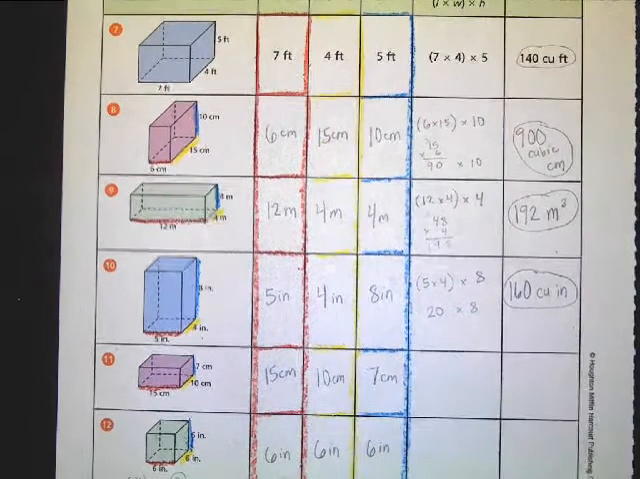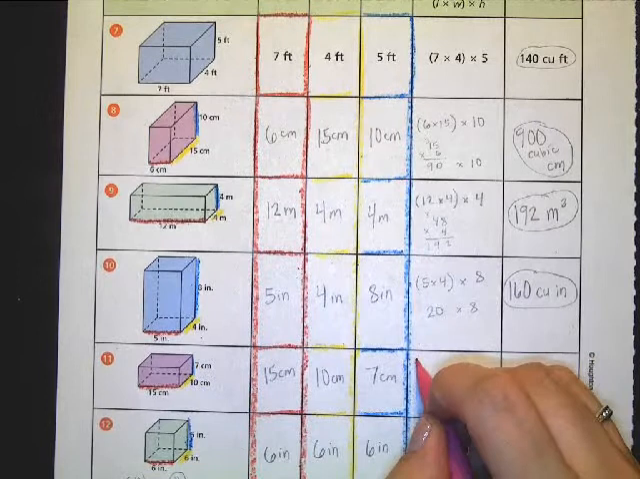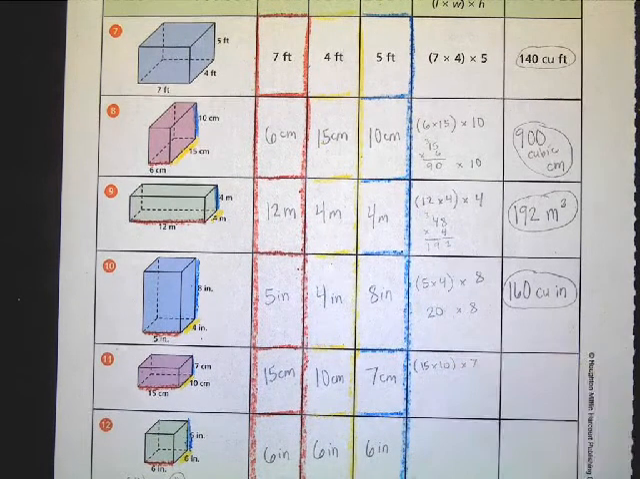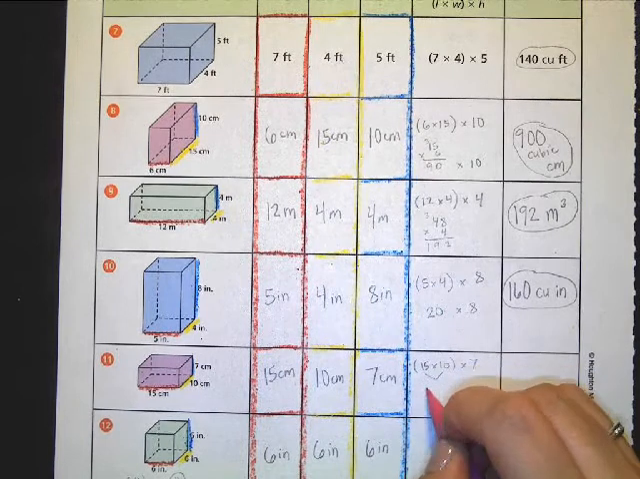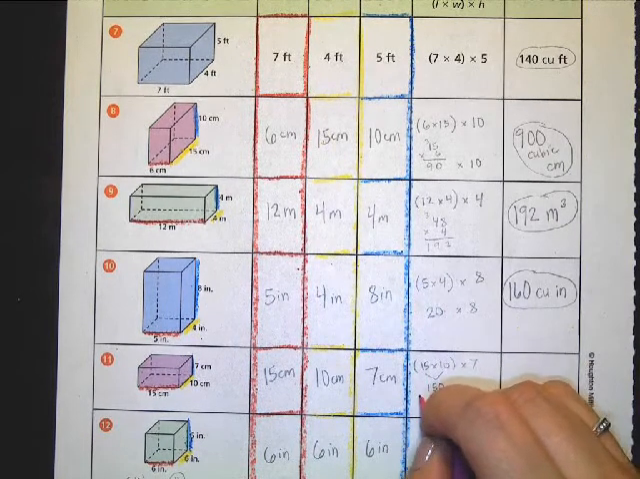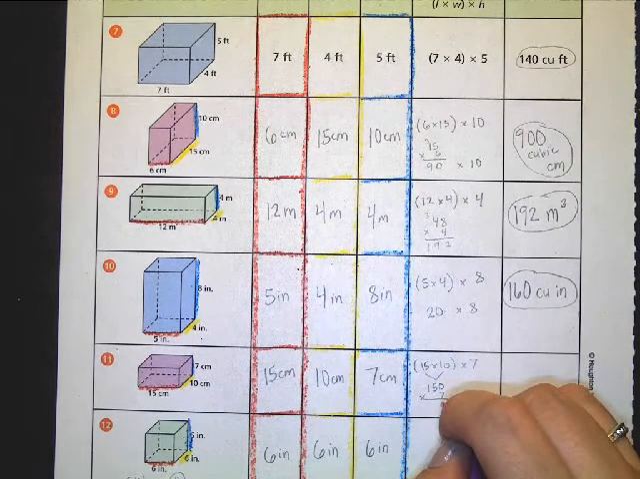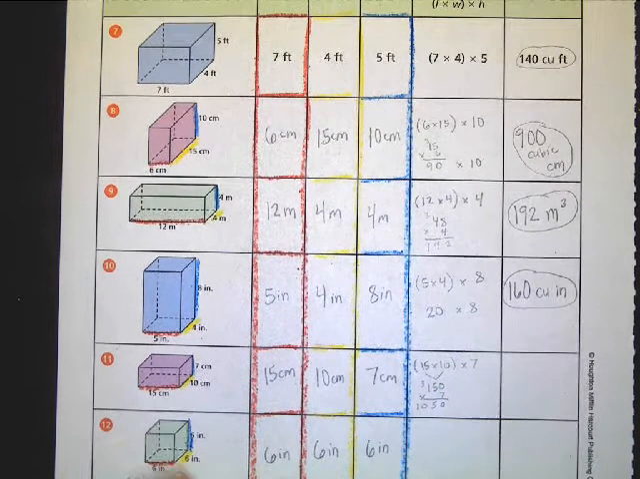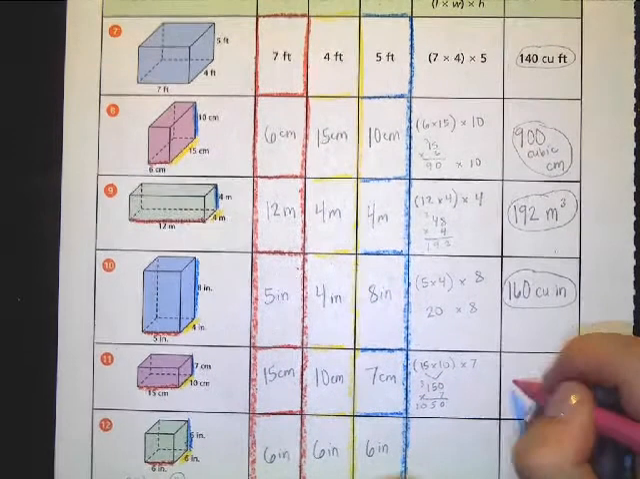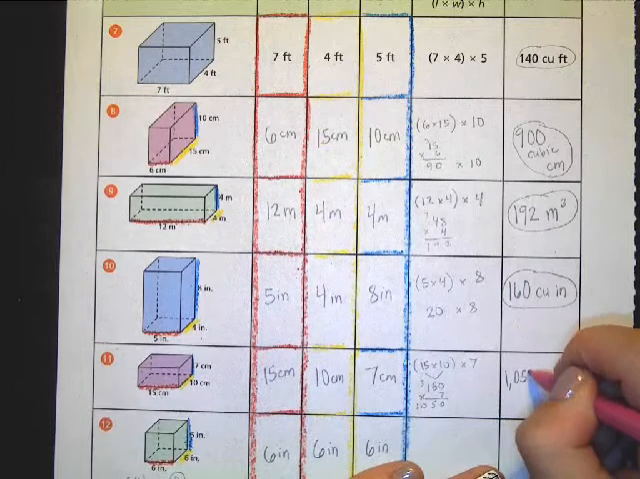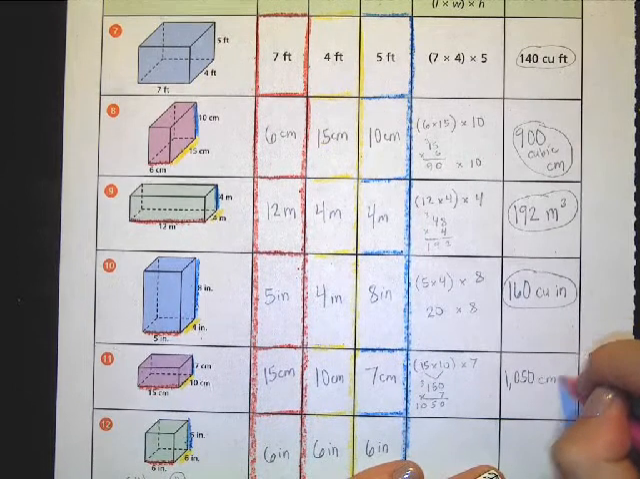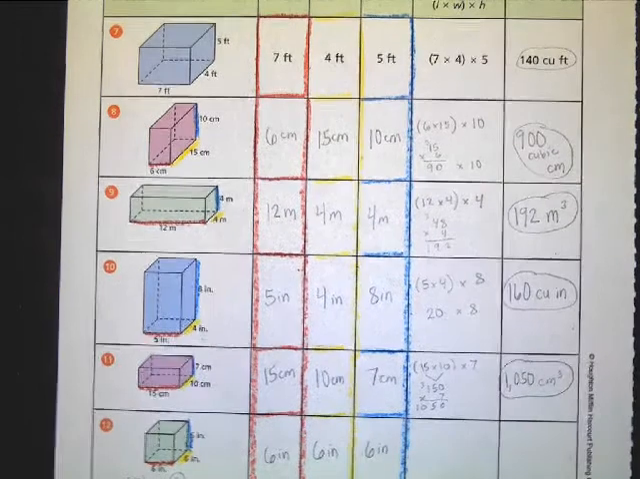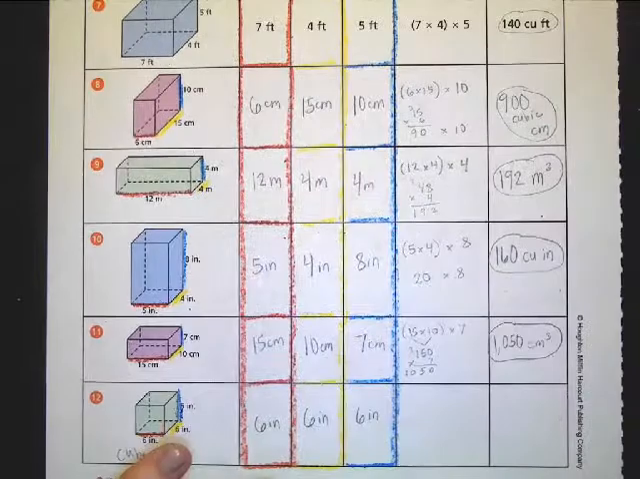All right, this next one we're going to use the little baby 3. Here we go. 15 times 10 times 7. That's 150. And I'm going to times that by 7. 1,050 centimeters cubed.